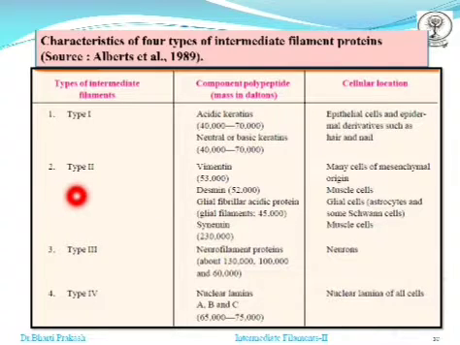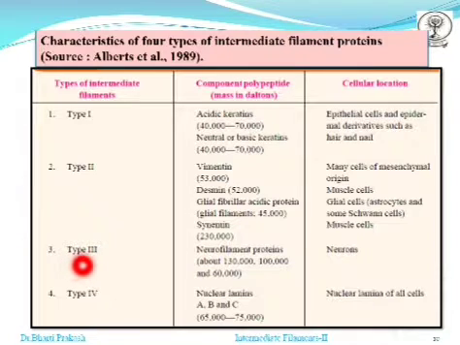The type 2 IFs are the vimentin, the desmin, the glial filaments and the synemin. Their cellular location or their distribution is these cells are found in the mesenchymal region. They are present in the muscle cells, the glial cells, and the synemin is also present in the muscle cells. So their proposed function we can say is the sarcomere organization and integrity.